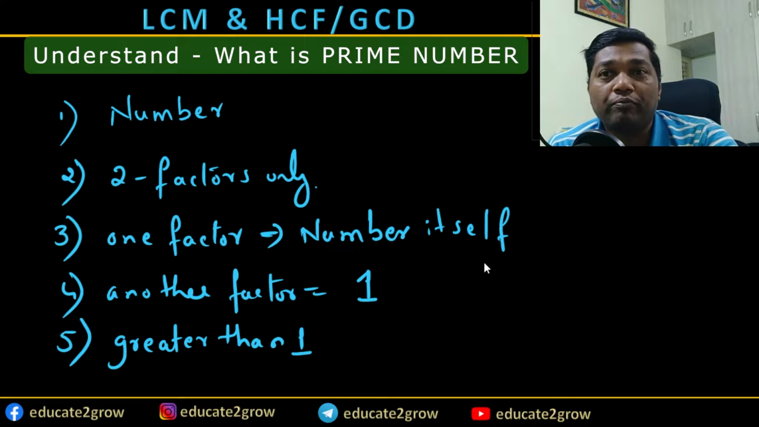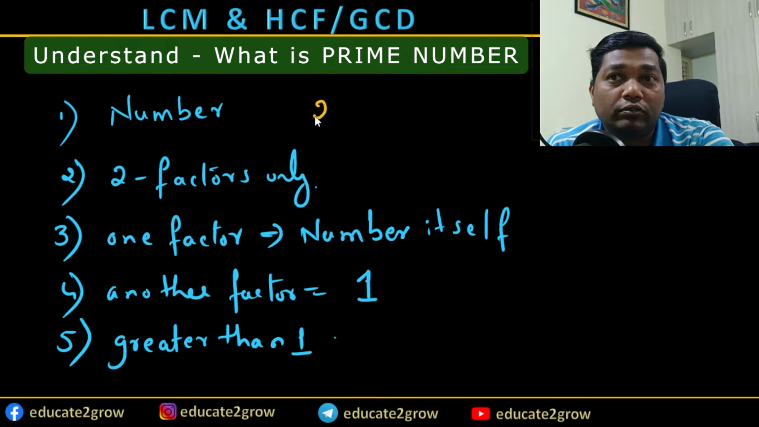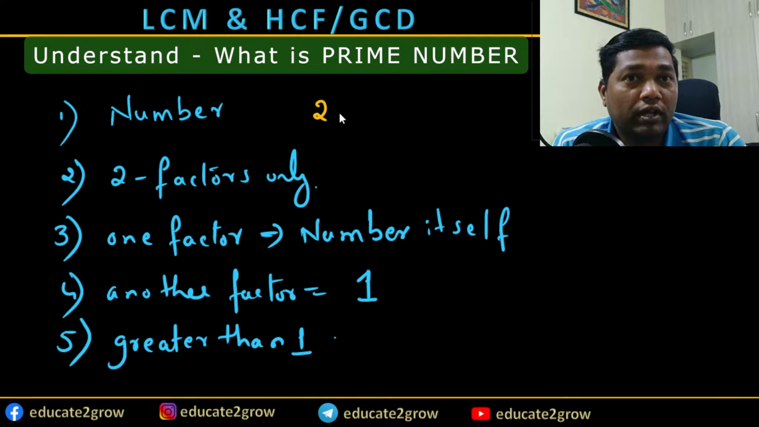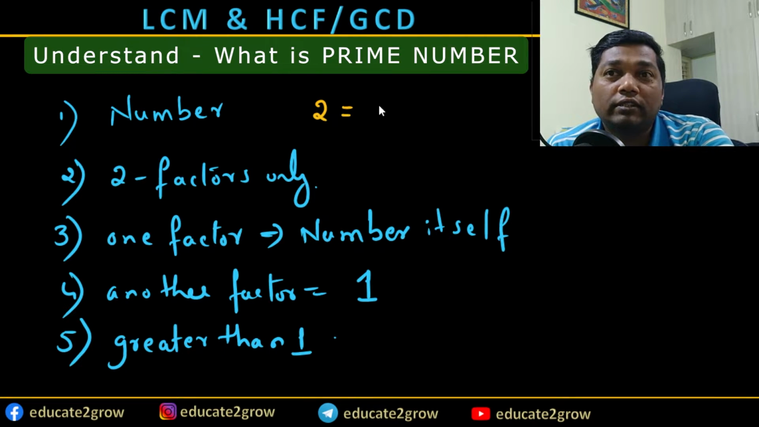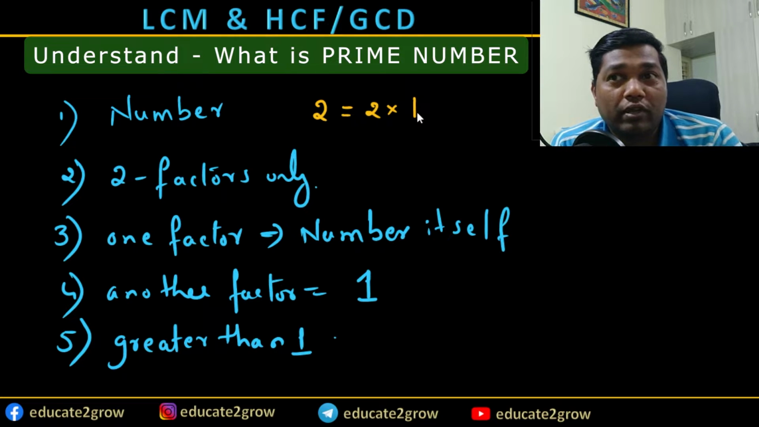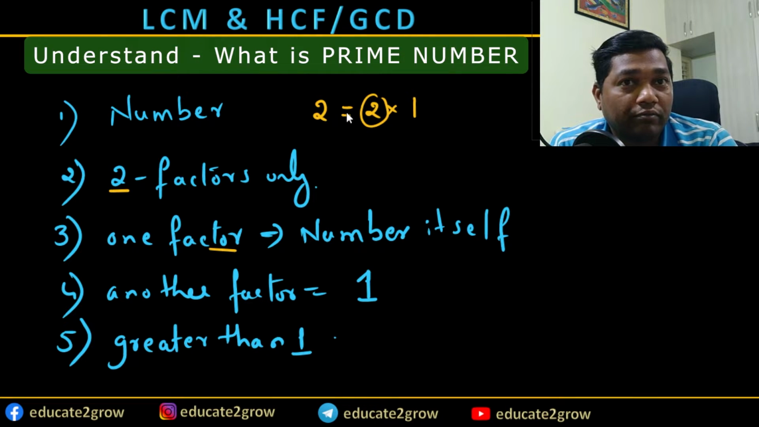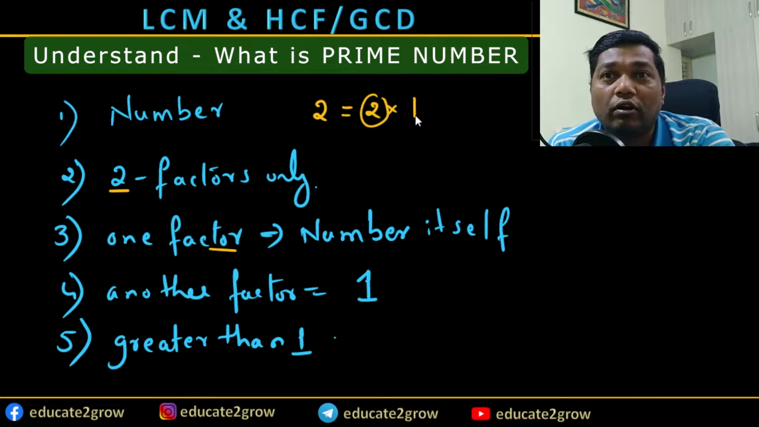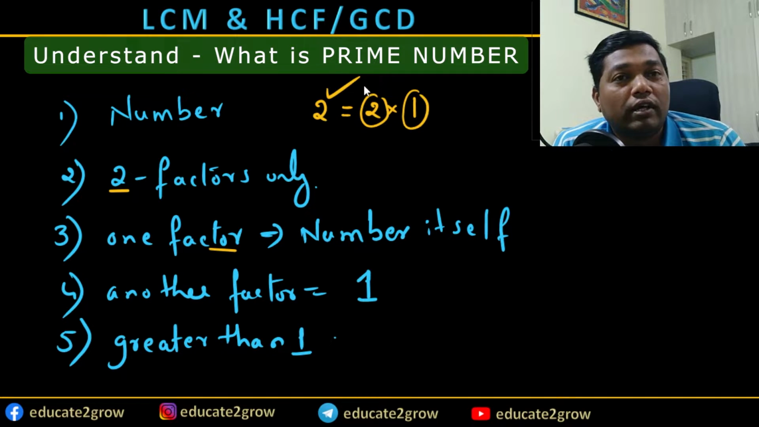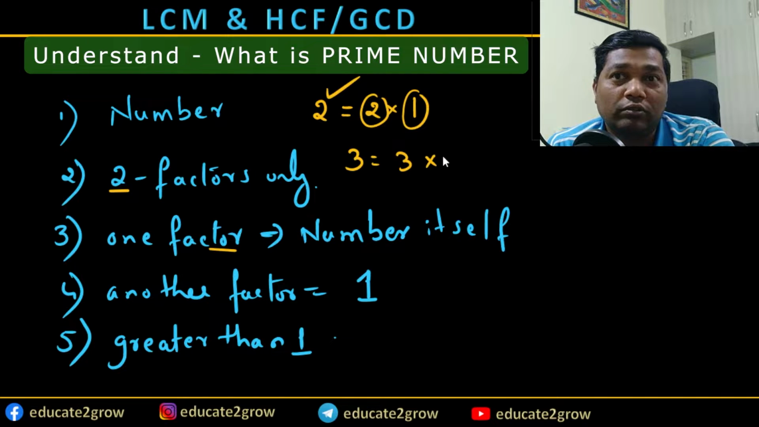Let me give you one example. Take the number 2, which is greater than 1, agree? Its factors are 2 into 1. You see, it has only 2 factors, agree? One factor is the number itself, agree? And the other factor is always 1. And it is greater than 1. That's it. For example, take another number, 3, which equals 3 into 1.